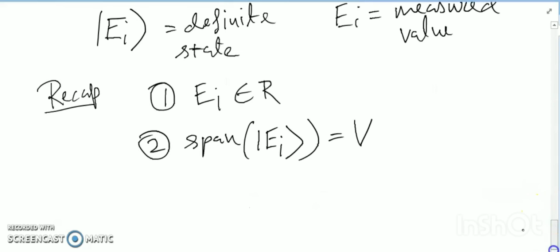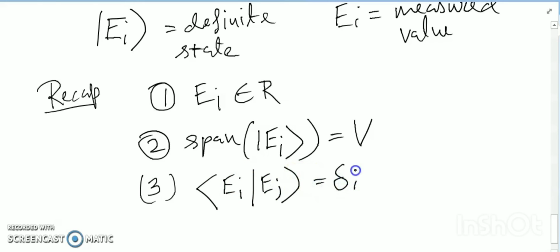Number three, the inner product of e_i and e_j is equal to delta ij. The eigenvectors must be orthogonal, otherwise they would not be definite states. These last two allow us to conclude that observables have an orthonormal eigenbasis. Given these properties of observables, I want to show you an incredibly useful way to express observables that will be helpful in finding the adjoint.